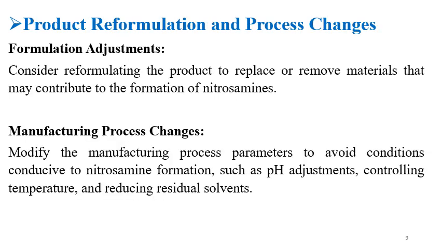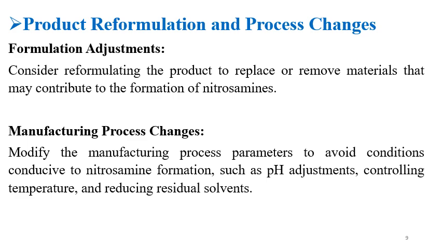So if at all it is not possible to control the nitrosamine limit, then reformulation is required. Formulation adjustment and manufacturing process changes are the stages for product reformulation and process changes. For formulation adjustment, consider reformulating the product to replace or remove materials that may contribute to the formation of nitrosamines.